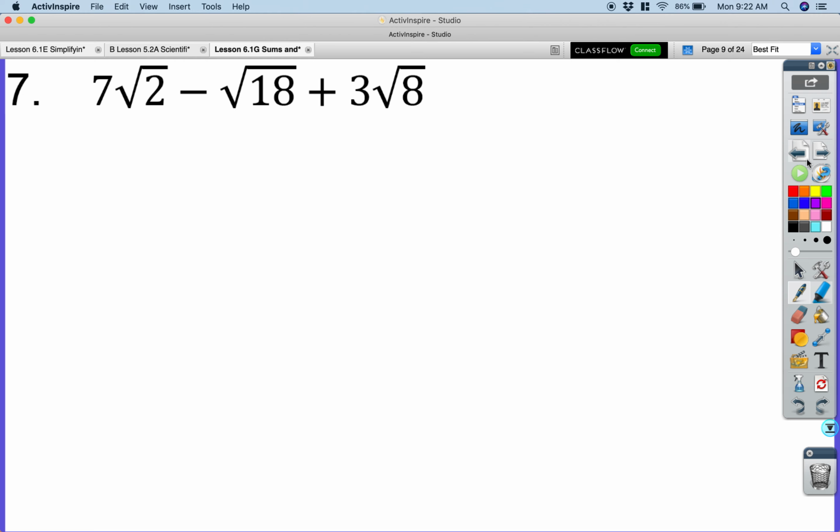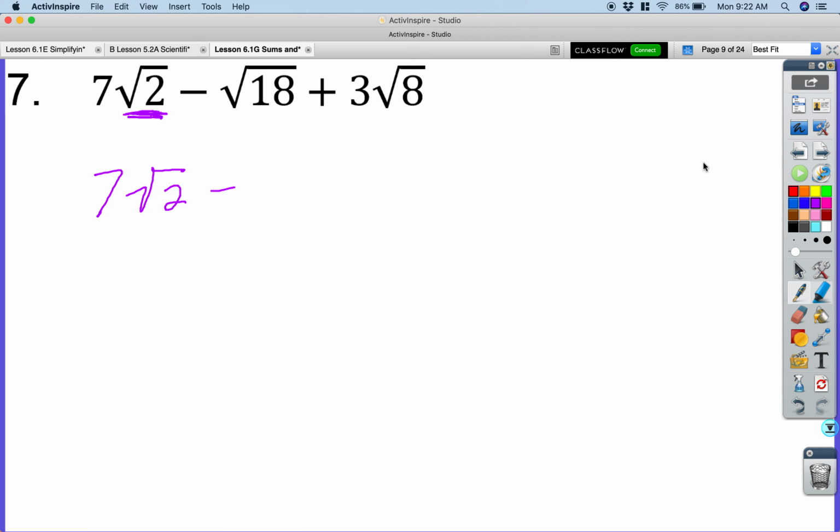All right, now we got a bunch of things right here, and some of these we're going to be able to combine, some of them we are not. So first off, I need to see, can I simplify any of these? First thing, I have the square root of 2. That is completely simplified, so I'm just going to leave this as 7 square root 2.